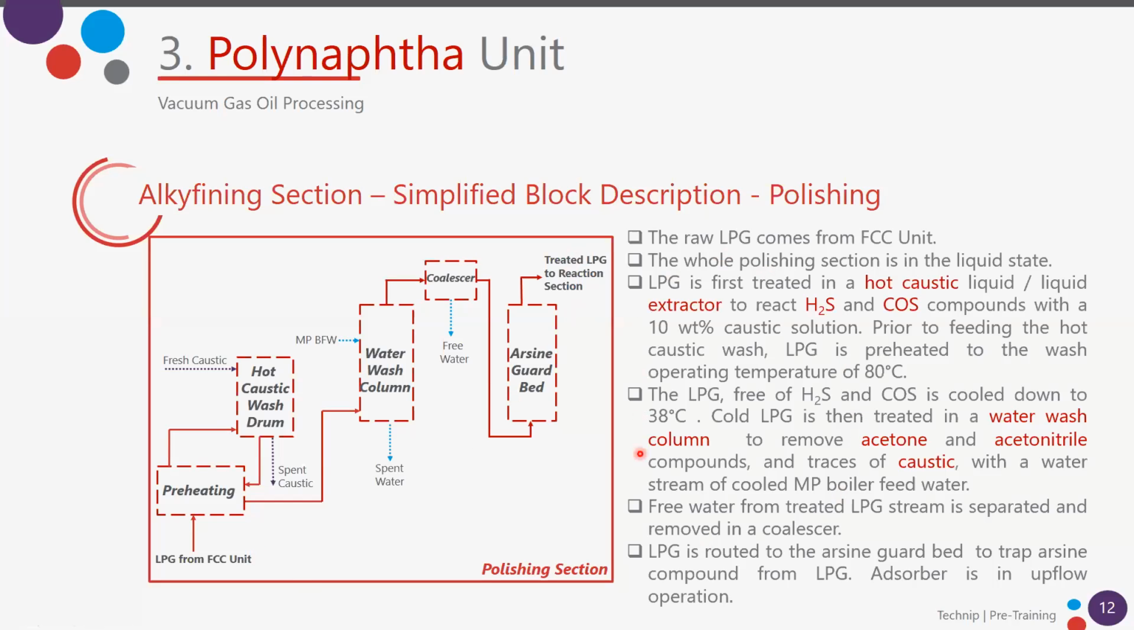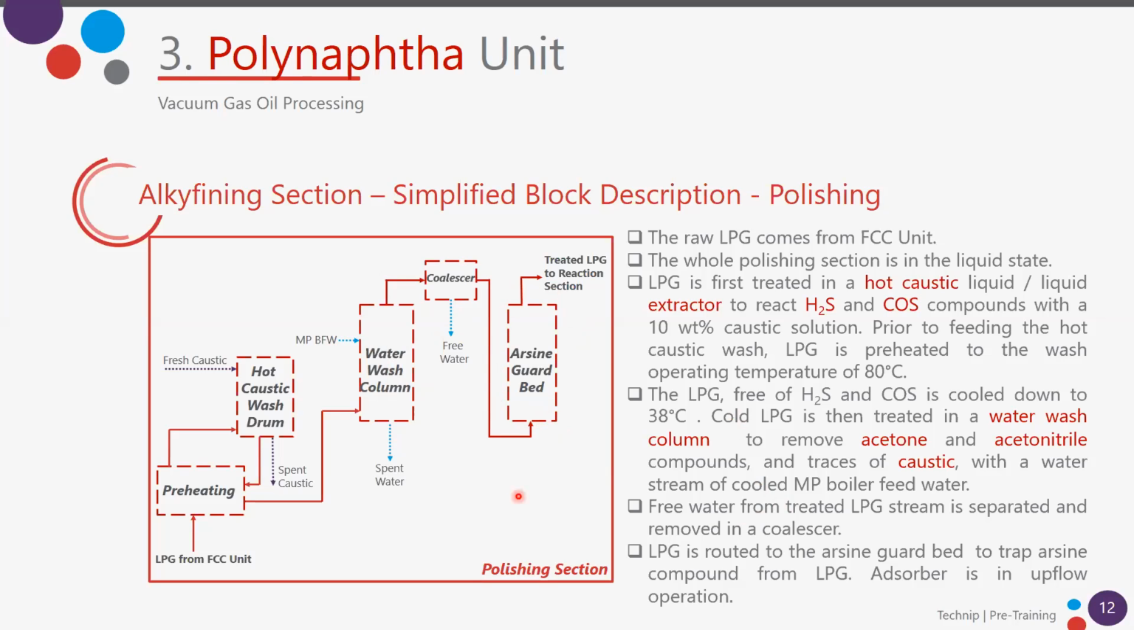So this is all the description for this polishing unit section. We have removed the H2S and COS with the hot caustic liquid extractor. We have removed the acetone, the acetonitrile, and some traces of caustic with this water wash column. We have separated the free water, and we have removed arsine in this guard bed.